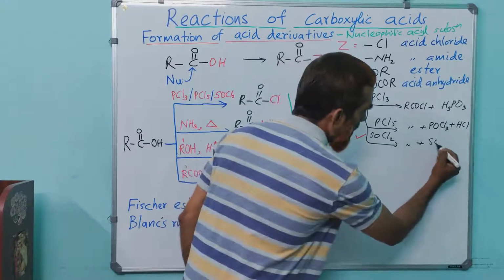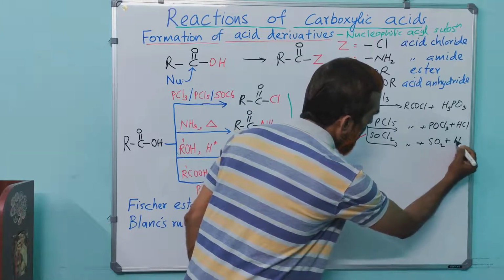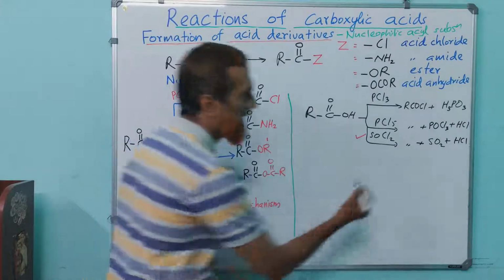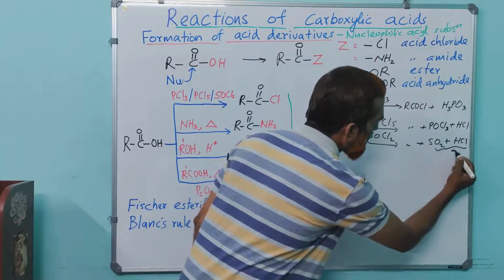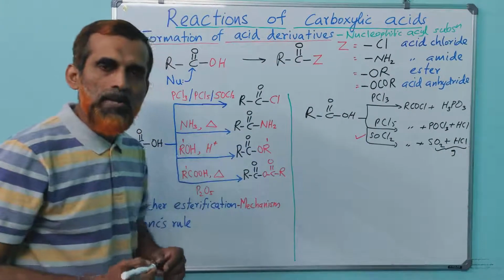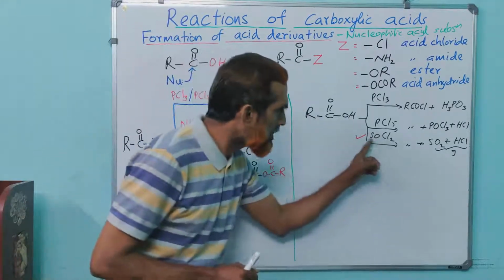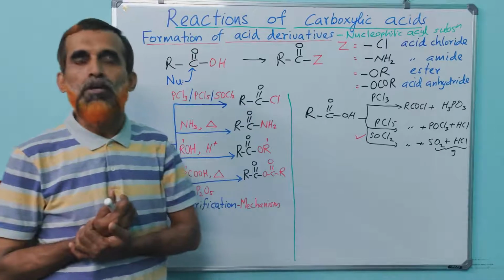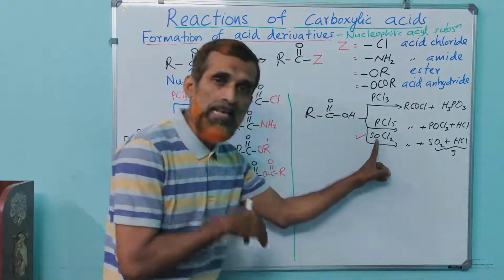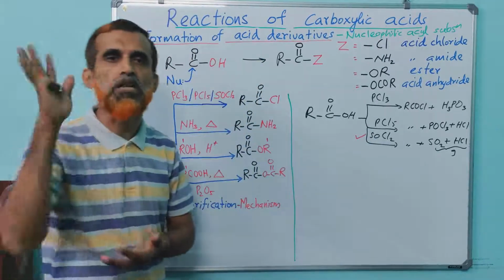Why? Because the byproducts formed are SO2 and HCl, these are gases, so they can be easily removed from the product. And again, SOCl2 has low boiling point, so if there is excess reagent, that also can be easily distilled off.